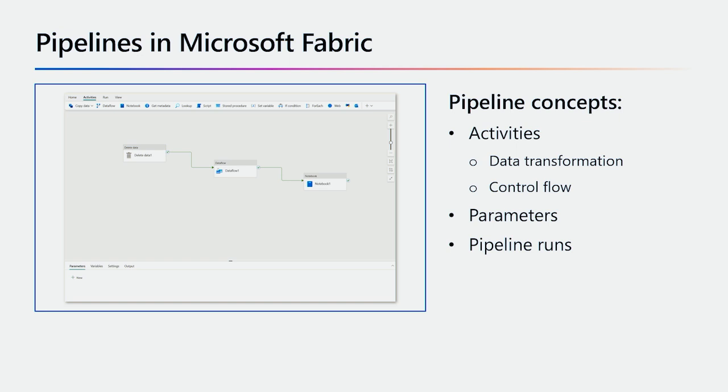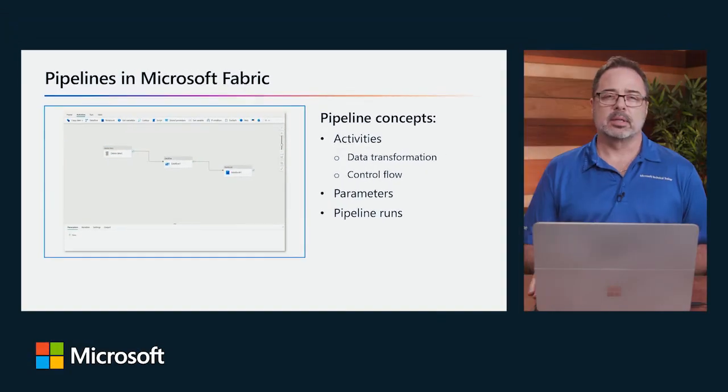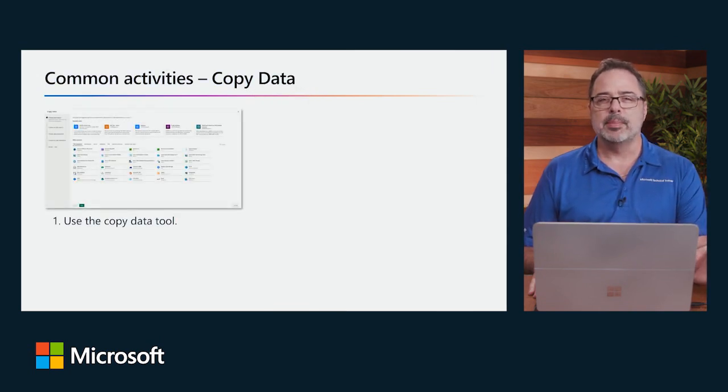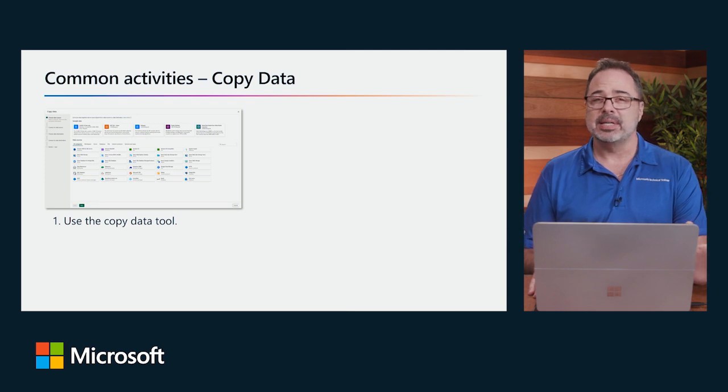Pipelines also support parameters, which allow you to modify the execution of a pipeline dynamically. And pipeline runs are used to monitor and review when and what happened during a particular execution of a pipeline.